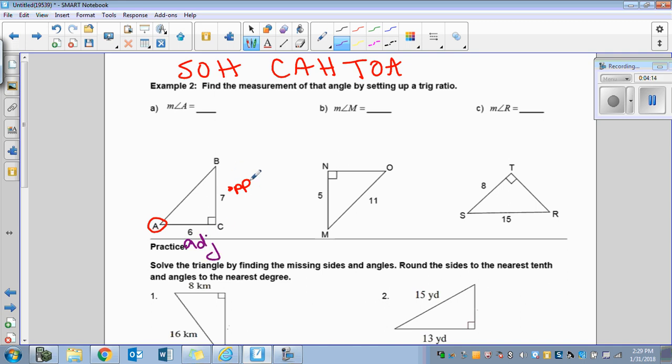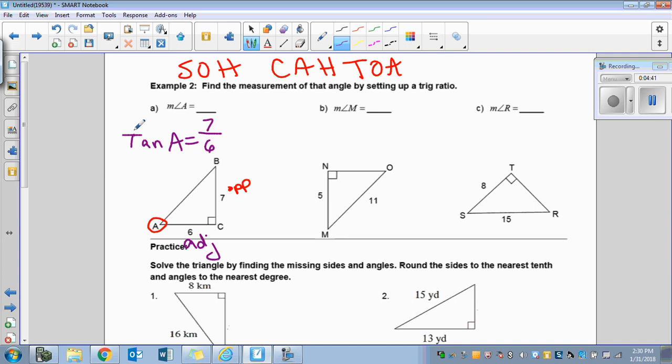So which trig function uses adjacent and opposite? Adjacent, yes, and opposite, yes. Good. So we know it's tangent. We're going to write it out: tangent of A equals, we know the ratio, remember, opposite comes first, which is 7, over adjacent, which is 6.